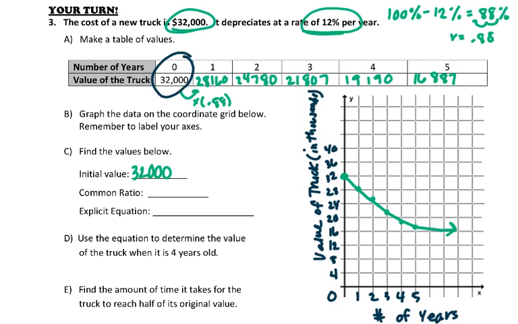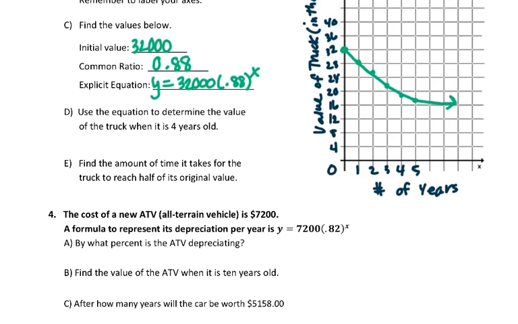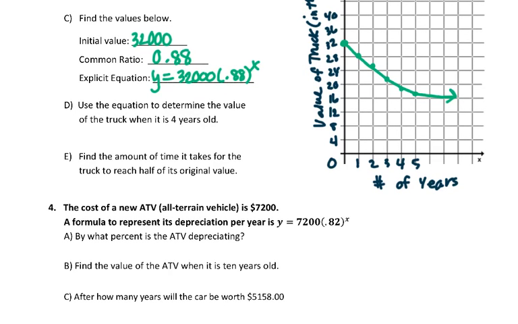Common ratio is what I multiply by. So 0.88. And then I can write my actual equation. So the y-intercept is always written first, then the growth factor to the x power. And now we're going to use that with our calculator to answer these two questions here.